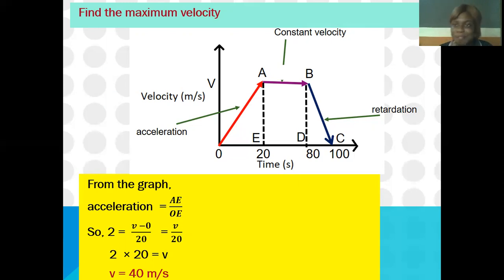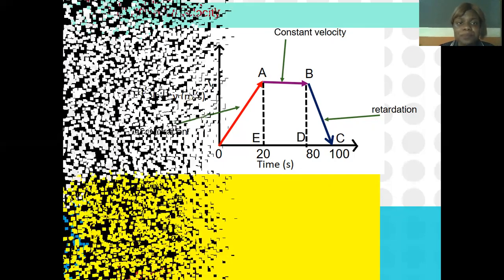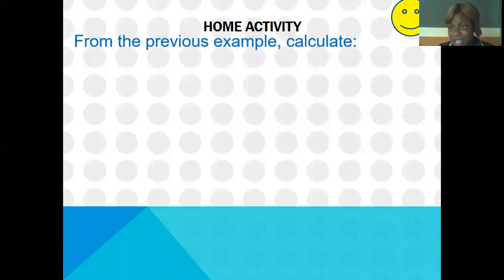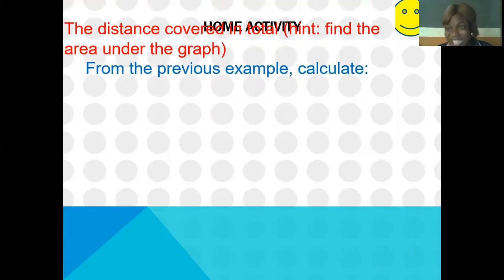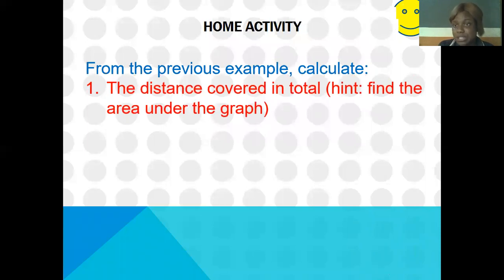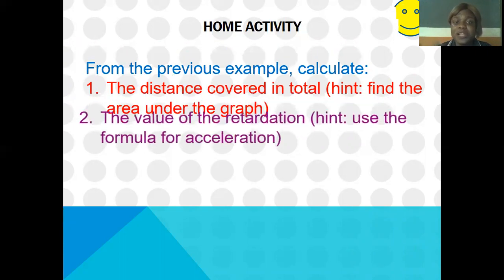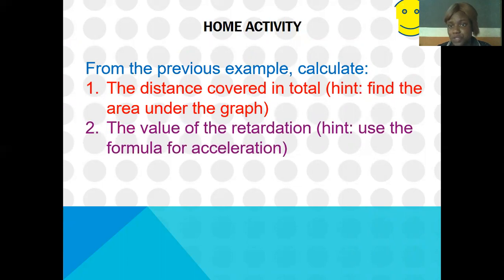So I'm going to give you something to do, but let me tell you what I want to give you to do. Then I'll come back and try to help you a little. At home you can just try this out, using the same example that we have just treated. I want you to now try to find the total distance covered, and I also want you to try to find the value of the retardation. You know, the retardation part is also in the graph. Now, let me give you some hints.